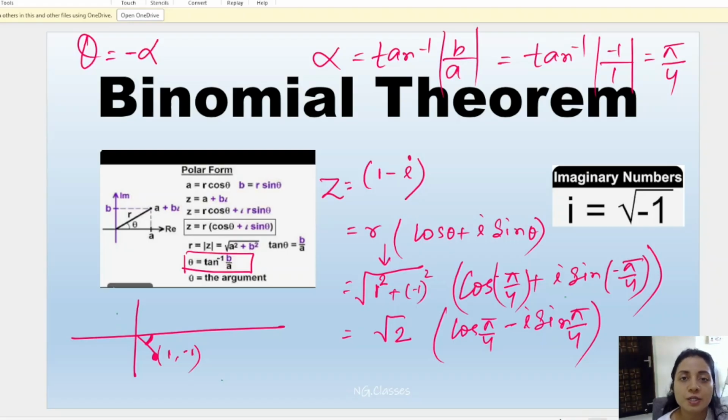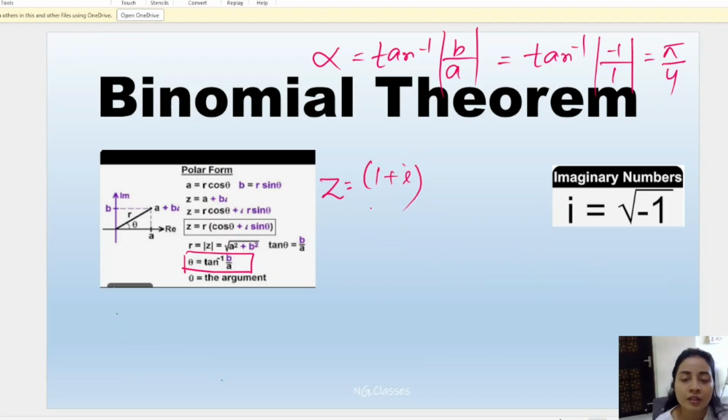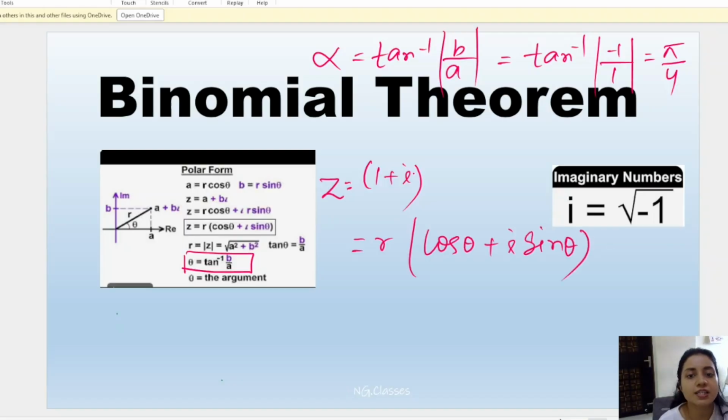Similarly, we will write 1 plus i as well. Now 1 plus i is again r cos theta plus i sin theta. As we can see, 1 plus i is lying in the first quadrant, so here r again comes out as root 2, cos pi by 4 plus i sin pi by 4.